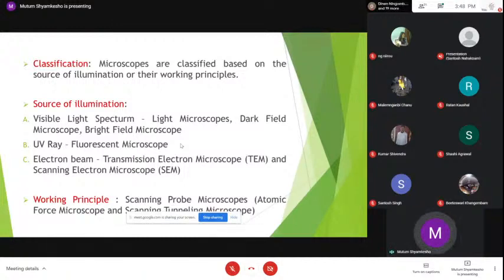The scanning probe microscope group: there are two types available in modern science, the atomic force microscope and the scanning tunneling microscope. The working principle of this group is very different from the above group of microscopes, which are classified based on the source of their illumination.